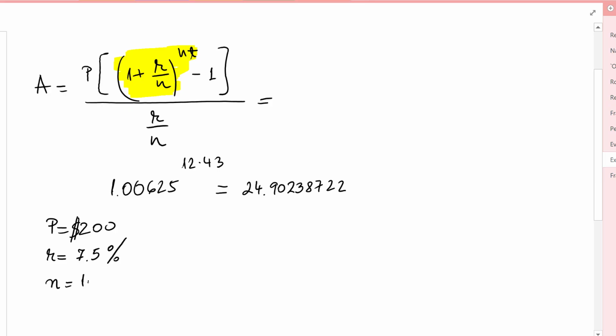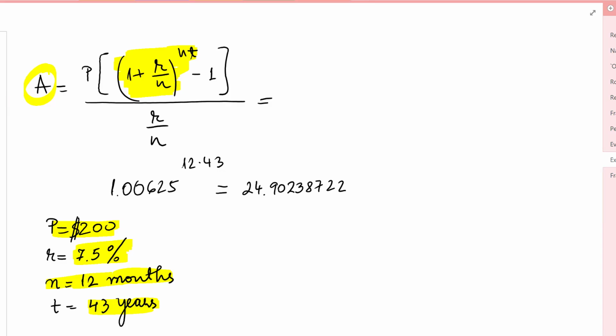So let's say, and I'm going to tell you the story. So for example, you are putting in an account $200 every month. So that's why N is 12, every month. So you do that monthly in an account that gives you 7.5% for 43 years. So the question is, how much money are you gonna end up having after these 43 years?